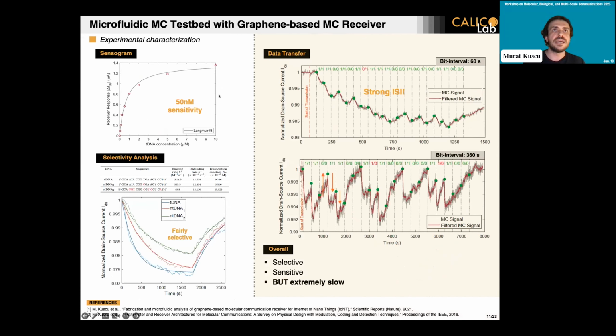And then we determine the sensitivity and the selectivity of our receiver, and then perform some communication experiments by encoding the information into the concentration of DNA molecules following an on-off keying approach. And at the receiver, we observe a substantial level of intersymbol interference, limiting the communication rate substantially, such that we are talking about hundreds of seconds just to send one bit of information. Okay, maybe we don't need very high data rates as you have in 5G networks, but we should definitely do something about that to extend the application range of molecular communications.